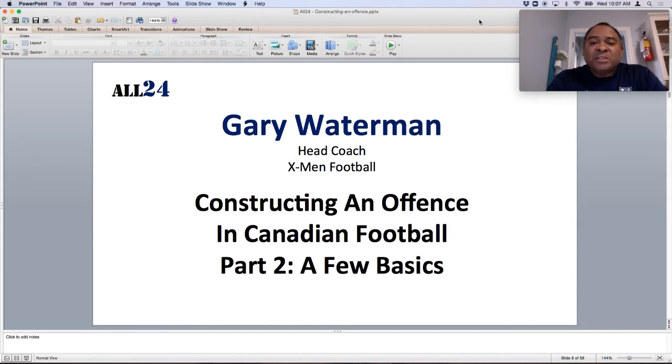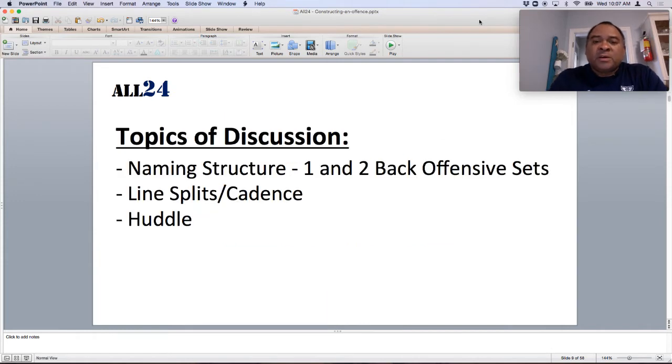We're doing part two in our series of constructing an offense in Canadian football. This series is designed for those coaches that are new to doing offensive coordinating. Part two is a few basics. So, some of our topics of discussion are going to be naming structure: what are we calling our positions in one and two back offensive sets? Line splits, how we get our offensive alignment aligned. Cadence, how we get that ball snapped. And the huddle.